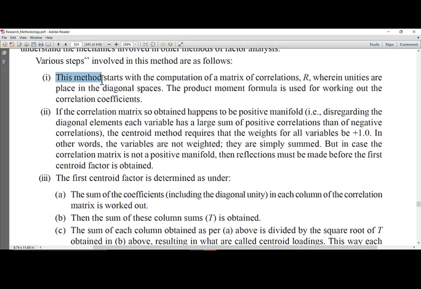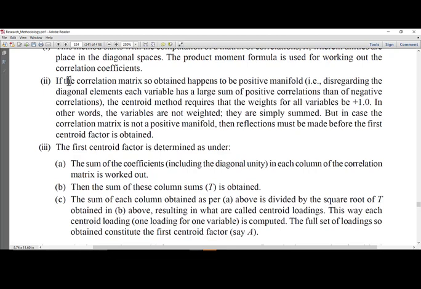This centroid method starts with the computation of a matrix of correlations. This we have done, where units are placed in the diagonal spaces. And if the correlation matrix so obtained happens to be positive manifold, the centroid method requires that the weights of all variables be plus 1. If the variables are not weighted, they are simply summed. But here, please see one thing. In case the correlation matrix is not a positive manifold, then reflections must be made before the first centroid factor is obtained. Reflections means changing the minus signs into plus signs.